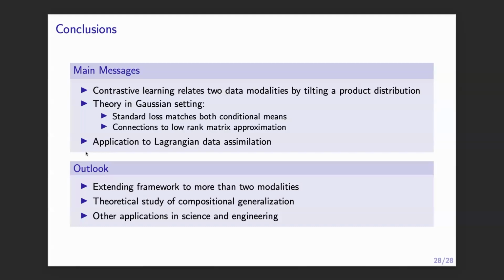And lastly, it does have, of course, applications outside of image and text, and many of you are also using similar models in other contexts. There's a lot of future work; extending this to more than two data modalities is, I think, interesting. Of course, there are a lot of theoretical questions and other applications to look at, and I'd be happy to discuss more with any of you.